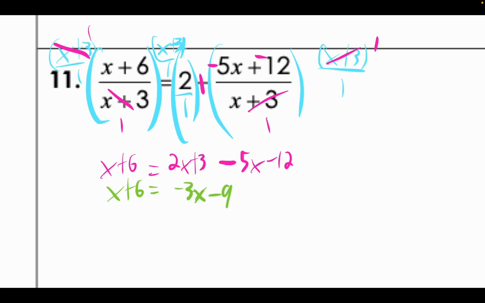So now as I add 3x to both sides, I get 4x. And I subtract 6 from both sides, I get negative 15. That's incorrect. Give me 1 second to figure out what I did wrong. Oh, here's what I did wrong.